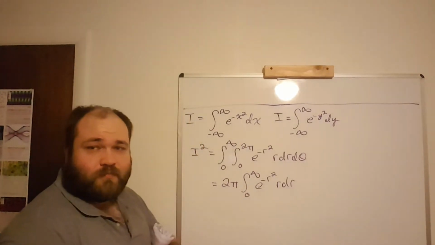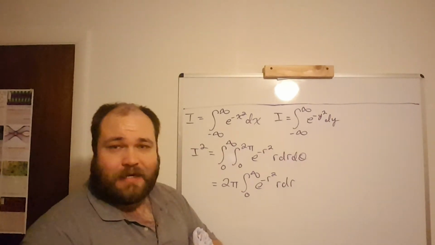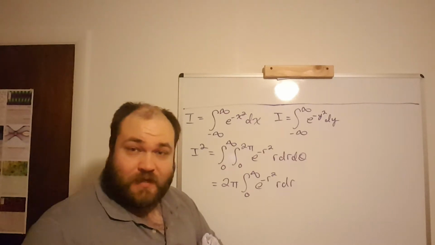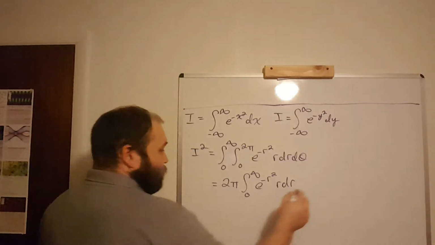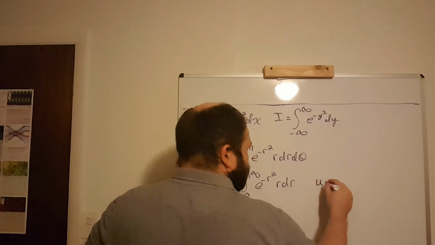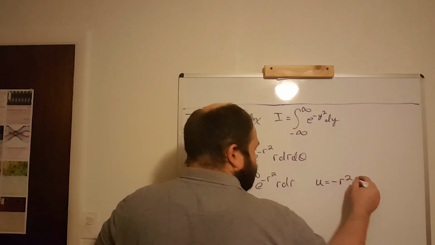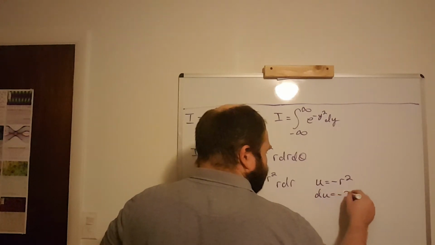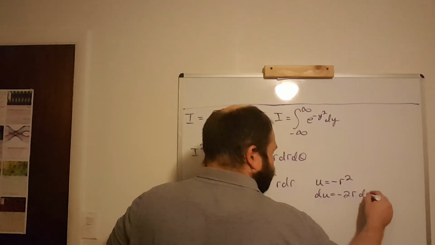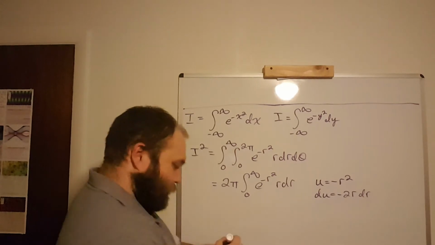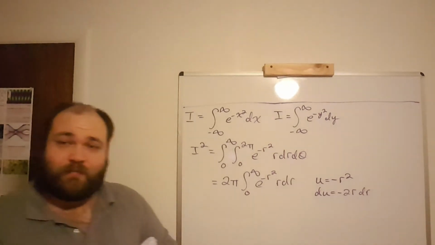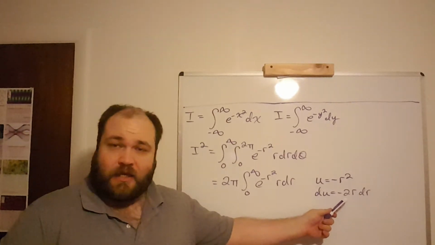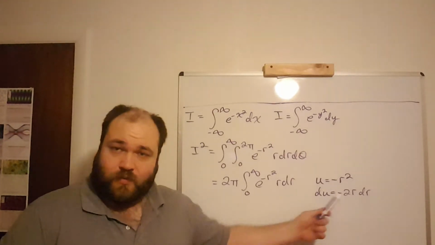Now this term, we like a lot more than our original term, because now we can use u substitution. And so now we see that r dr is just going to be minus 1 over 2 du.